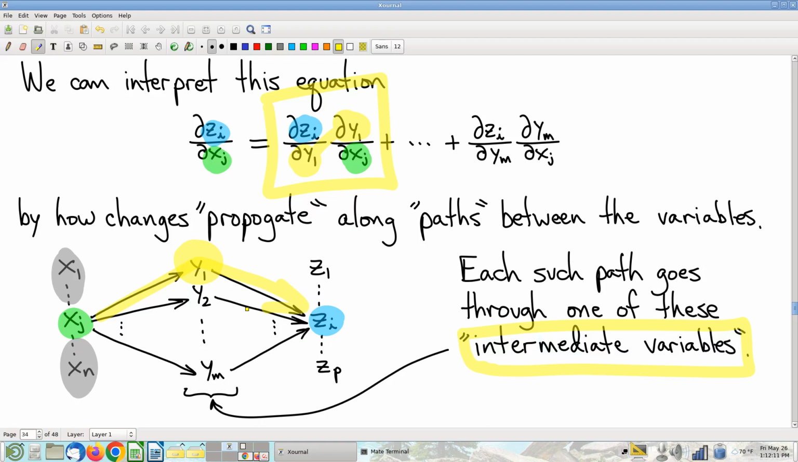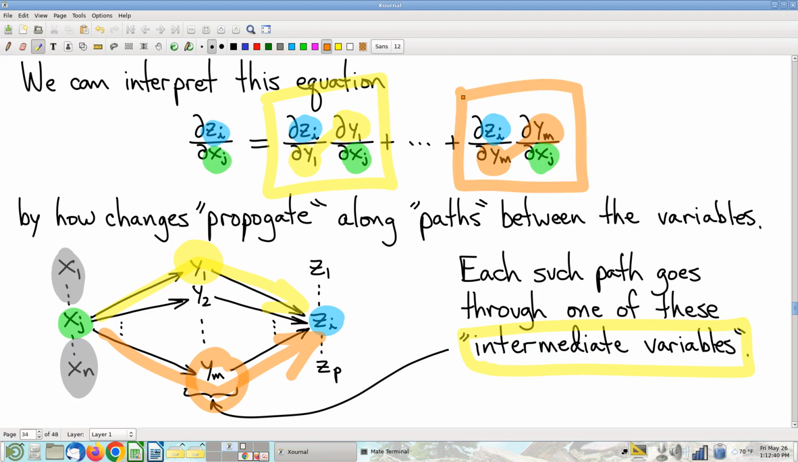And likewise for all the other intermediate variables, there are paths which give rise to terms. The last one, for example, is this path for which ym is the intermediate variable, which you see there, and again, still zi there, still xj there, and so this very reasonably is what you might call the ym term in that formula.